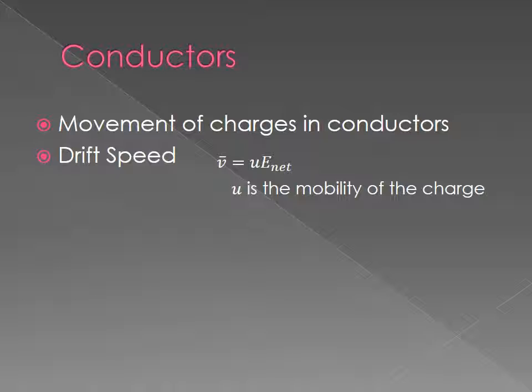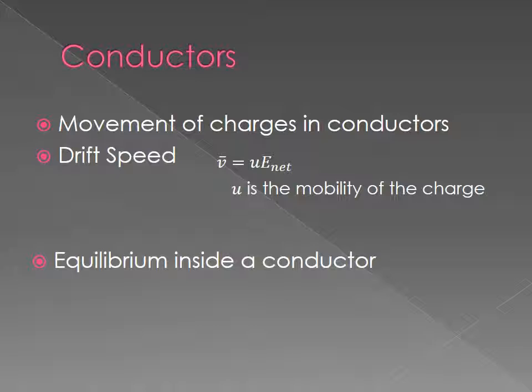So if it's an electron, we call it the electron mobility, but normally it's considered the mobility of the charge. And U depends on the material in which the charge is moving around in. So there are different values for different conductors. There are different values if it's an ion in a liquid.